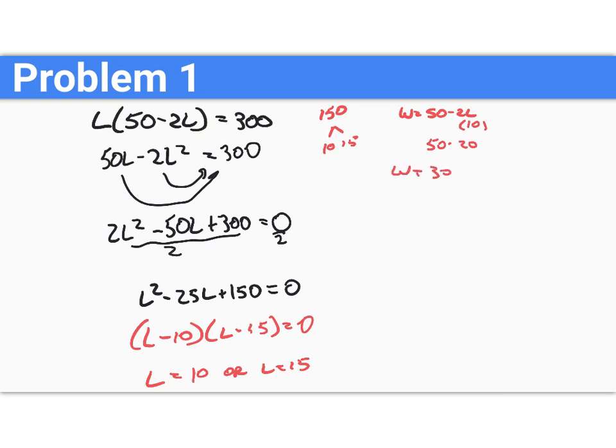So our length could be 10 and the width could be 30, or if I stick in 15, width equals 50 minus 2 times 15, which is 30, 50 minus 30, which is 20. I could get a length of 15 and a width of 20.